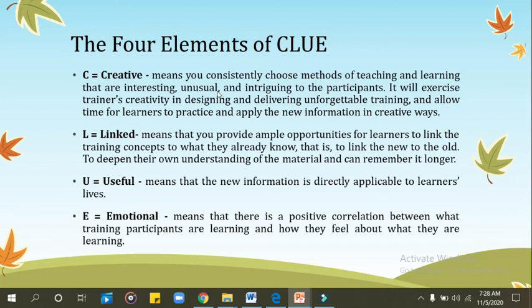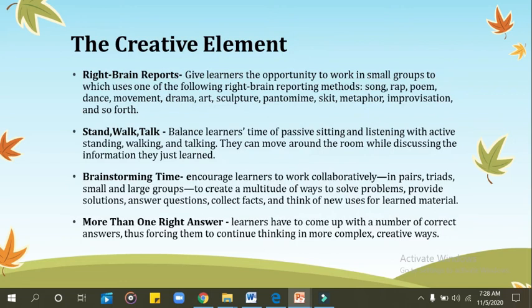U as useful means that the new information is directly applicable to learners' lives. And E as emotional means that there is a positive correlation between what training participants are learning and how they feel about what they are learning. Under creative elements, the following are the techniques that make the training more creative.